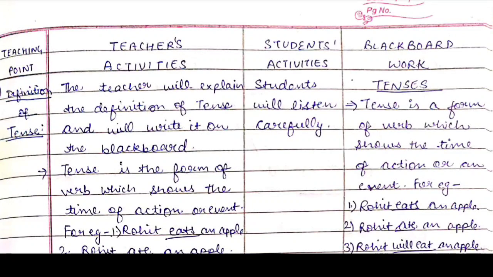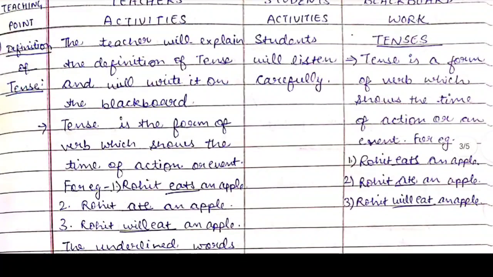So what is the teacher's activity here? The teacher will explain the definition of tense and will write it on the blackboard. She'll tell the students also and write it on the board, so it's the same. She'll say tense is the form of verb which shows the time of action or an event. For example, first, Rohit eats an apple. Second, Rohit ate an apple. Third, Rohit will eat an apple. We'll write these things on the board as well.